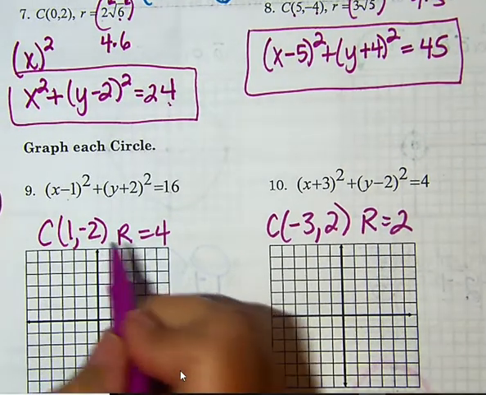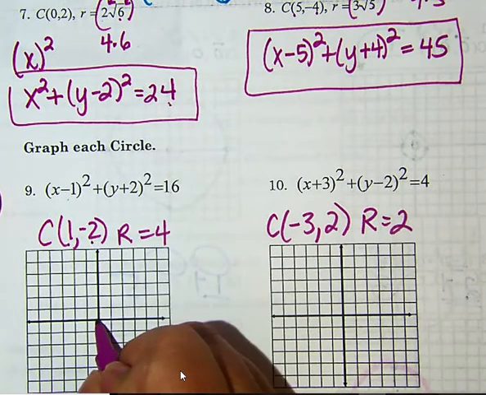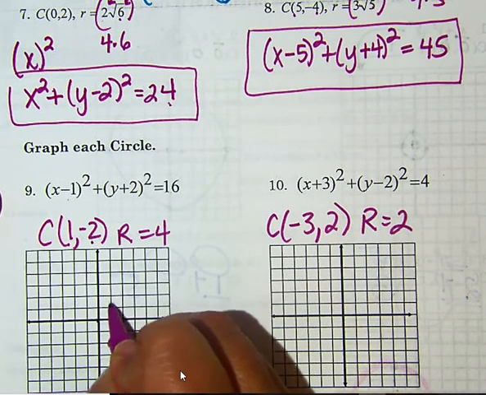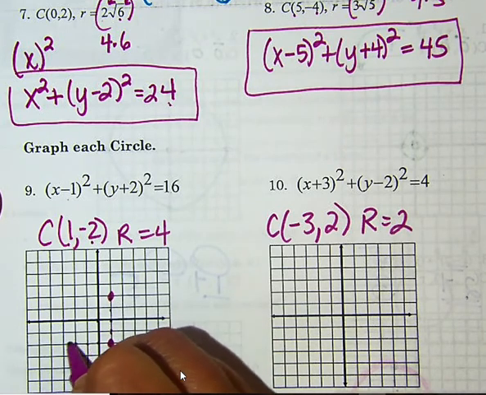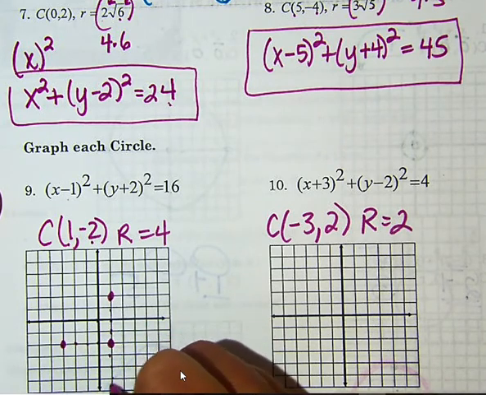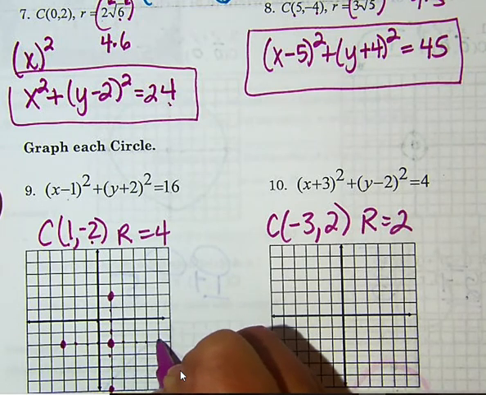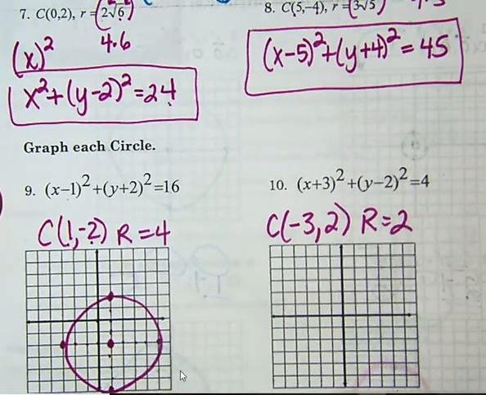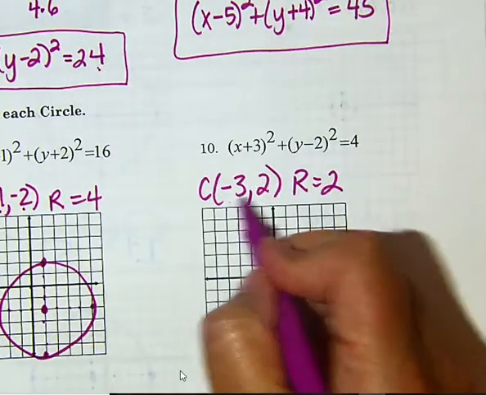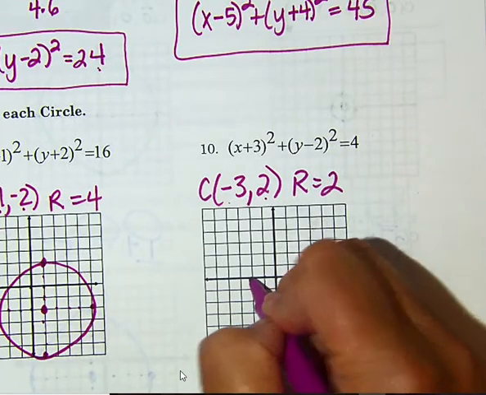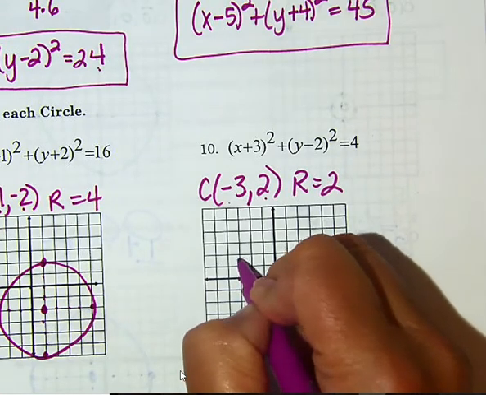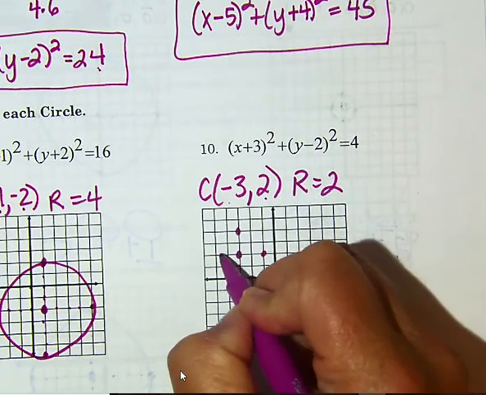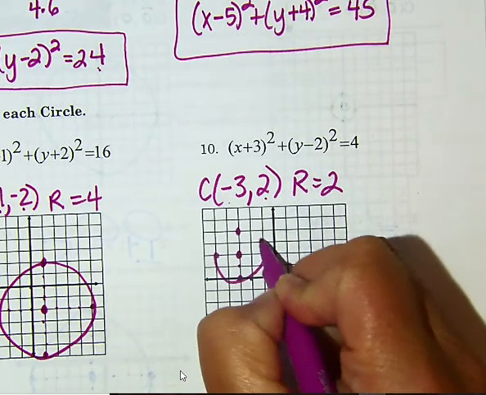Now I can graph. 1, negative 2. Positive 1 is right and down 2, and then 1, 2, 3, 4 in each direction. And then make a circle. Okay? Negative 3 and 2, so I'm going to go left 3, 1, 2, 3, and up 2. And then my radius is 2 in each direction. And that's it.